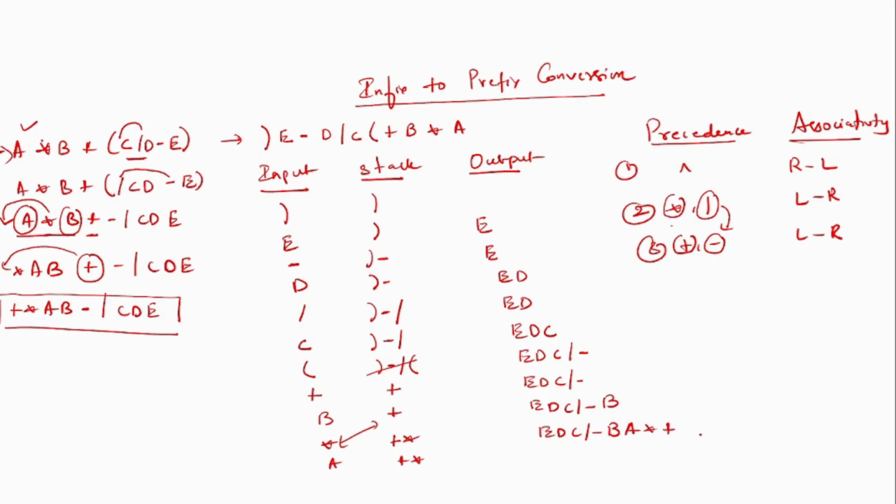We need to reverse this expression. So what will happen if I reverse it? I will write the reversed expression here. I will say here plus star a b minus by c d e. Correct? This is our prefix expression, which exactly is the same as that of the direct method, right? So we have seen this complex expression, and we have converted infix to prefix.